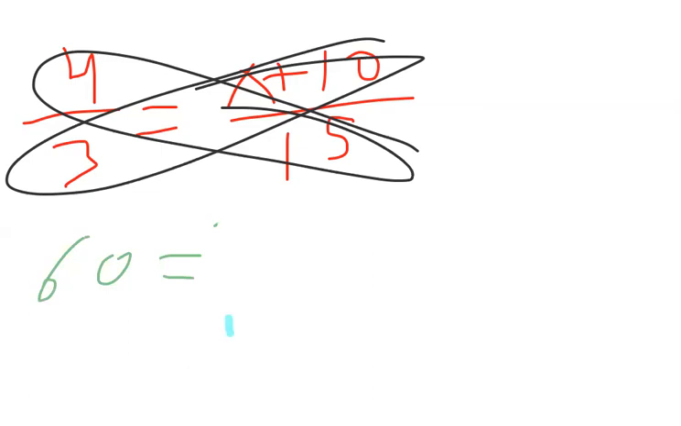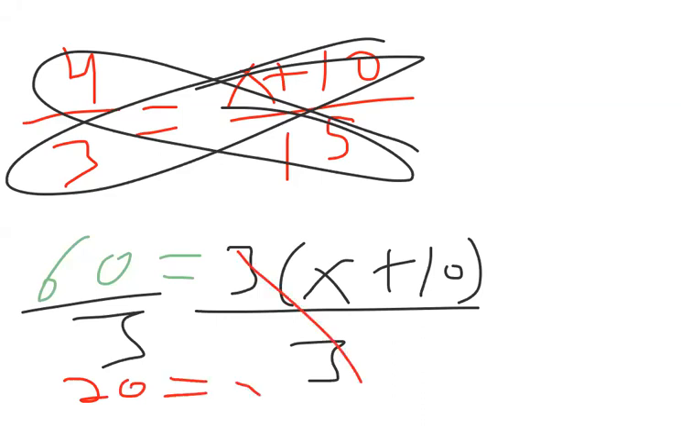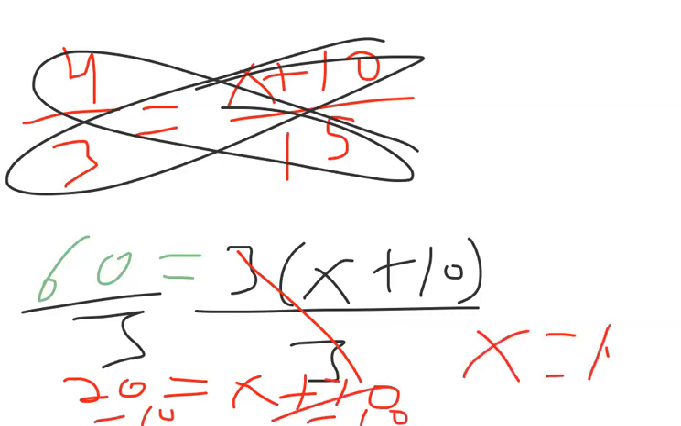I'm not going to distribute because it will be easier actually, but you could, and you'll get the exact same answer. But 3 times x plus 10, just divide by 3, so it makes it much easier, because 60 divided by 3 is just 20. So you're left with 20 equal to, this cancels out, x plus 10, and you can just subtract 10 from both sides. So x equals 20 minus 10, which is 10, which would be our answer. And you move on.